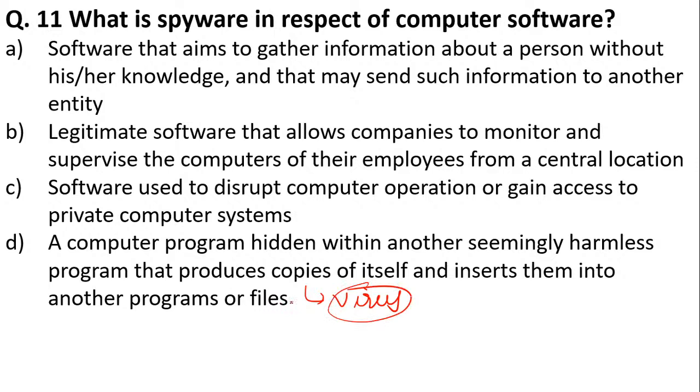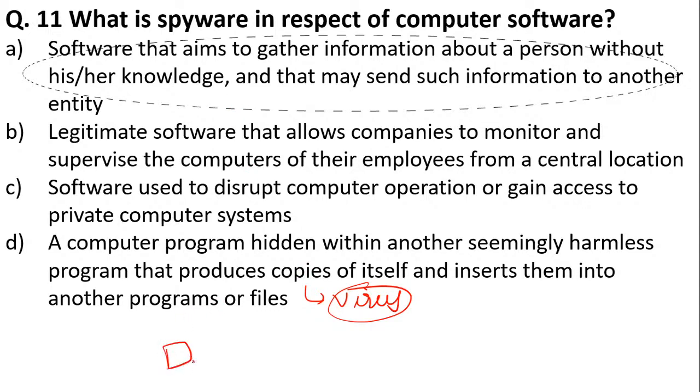But we are talking about spyware. So spyware is software which gathers information. It takes information from a person without his or her consent and then misuses it. So that is called spyware. Okay.